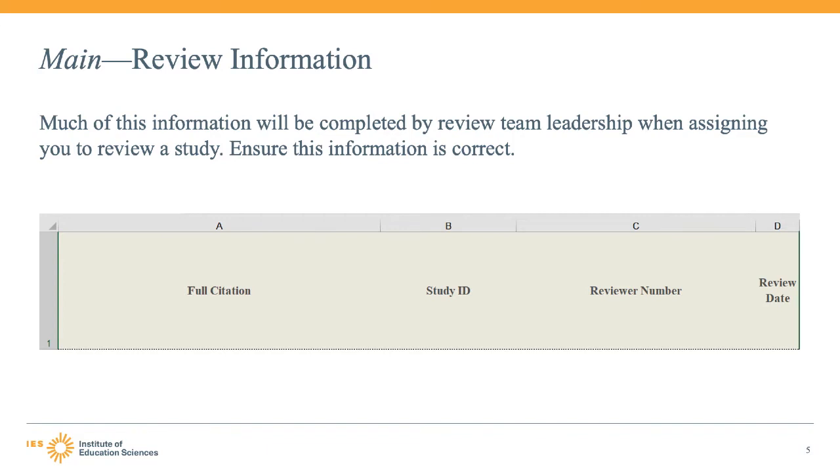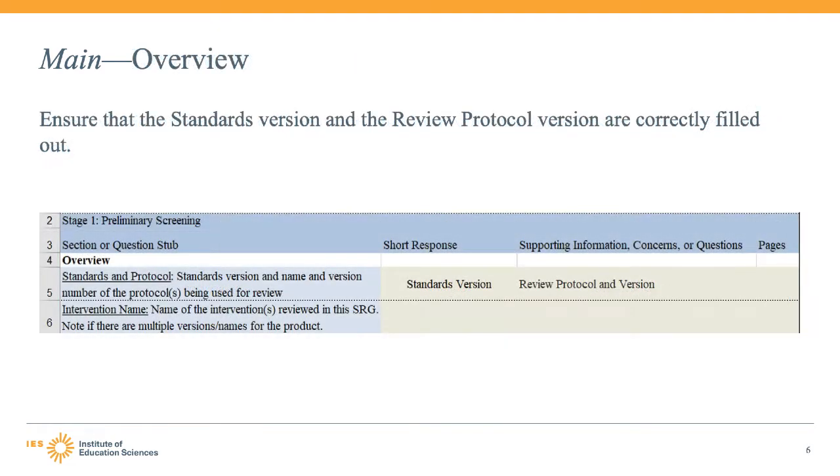At the top of the main tab, there will be information about the study review, including the study ID, your WWC reviewer number, the date of the review, and a citation from the study. Much of this information is likely to be completed by WWC topic area leadership when assigning you a study to review. Ensure that the information is complete and correct. The next section in the main tab will identify the standards version and the review protocol version used to complete the study review. Ensure that these sections are filled out correctly.